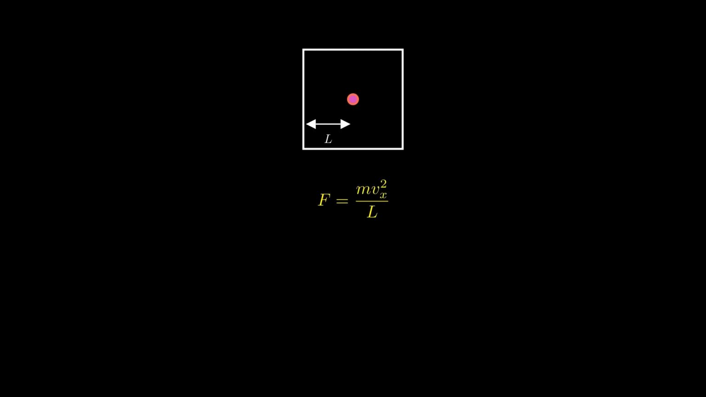We know that pressure is F over A, whereby F is the force exerted by the particle onto the wall of the container, and A is the area of the wall in contact with the particle. We can substitute the values into our formula and get that P is mv_x squared over V, where V is the area times the length, or the volume occupied by the particle throughout this movement. Rearranging the equation, we get PV equals mv_x squared. But that's just for one particle.